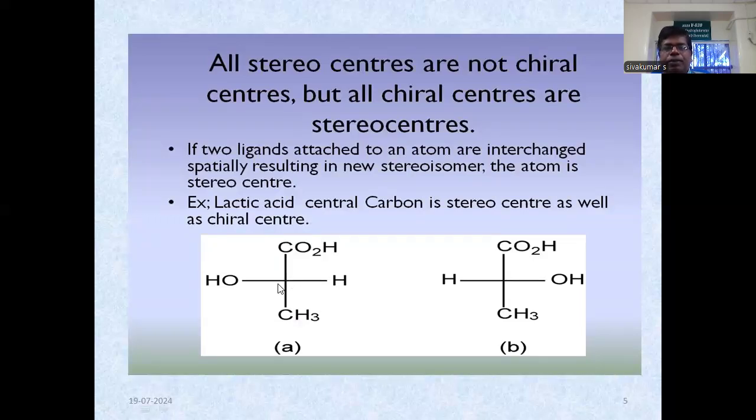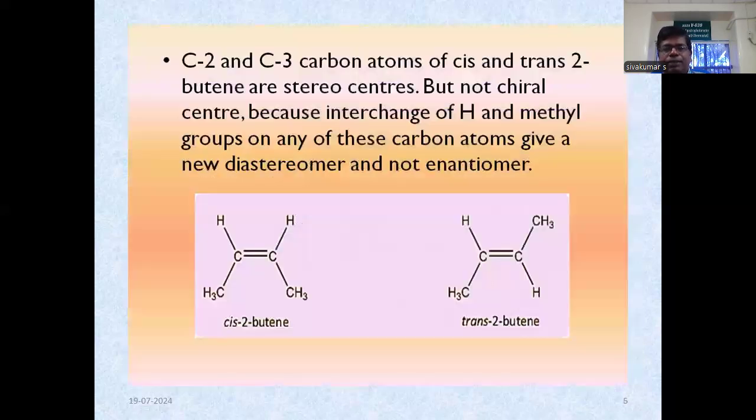So all chiral centers are stereo centers, but not all stereo centers are chiral centers. Here, this carbon behaves like a stereo center as well as a chiral center. But in this example, there is no chiral center, only a stereo center is present.